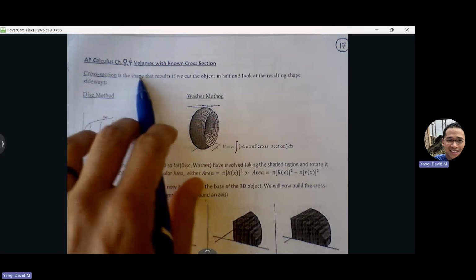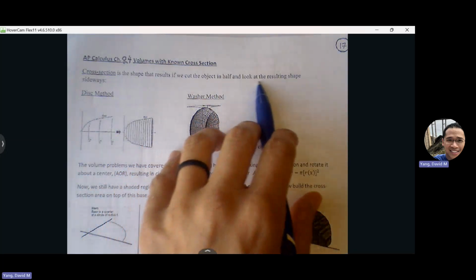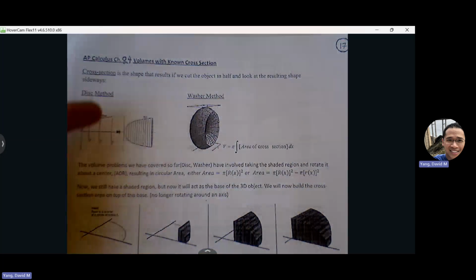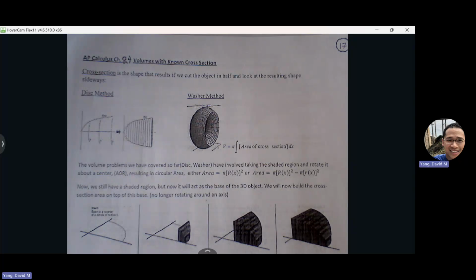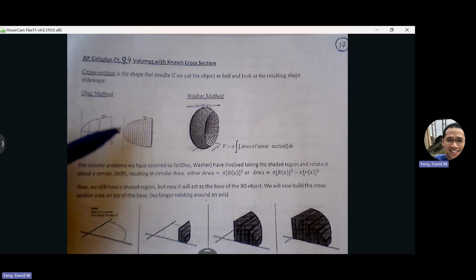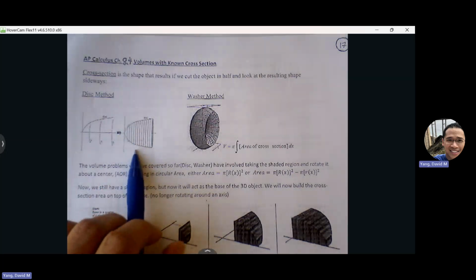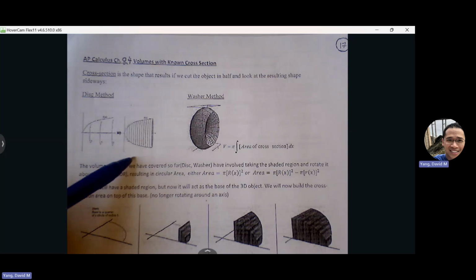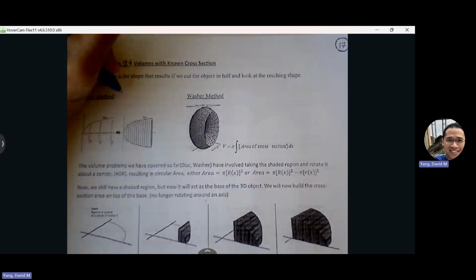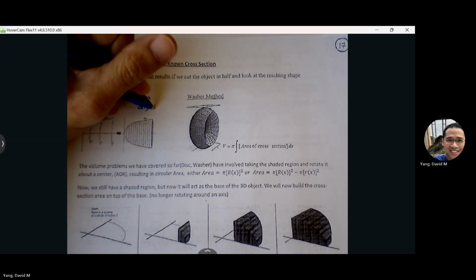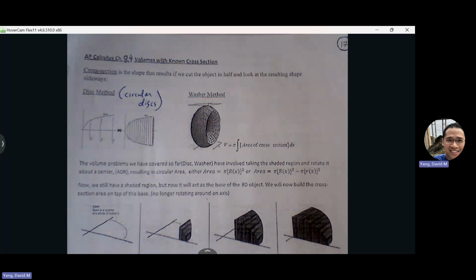So cross-section is the shape that results if we were to cut the object in half and look at the resulting shape. So disc method and washer method, both of them have this rotating concept involved, right? And that rotation is always going to create circular shapes. And so for this method, if we were to cut the object in half and open it up, we're going to see circular discs. Or sorry, just a circle shape.